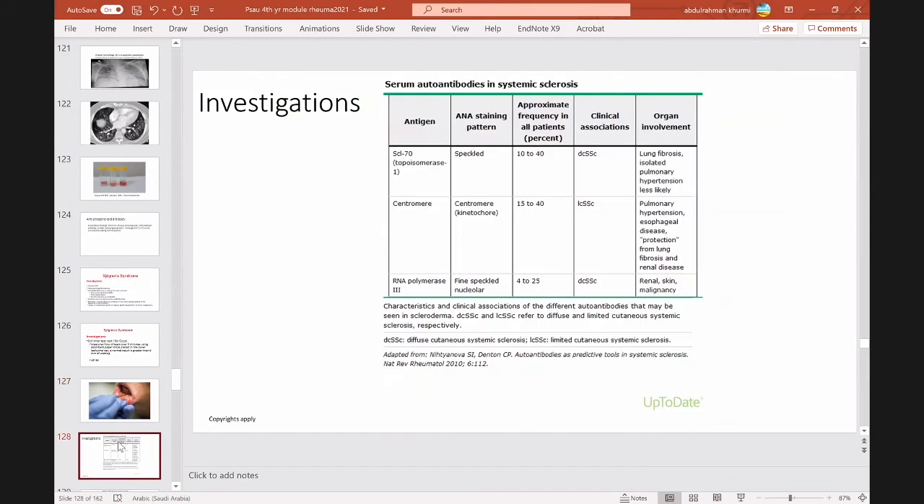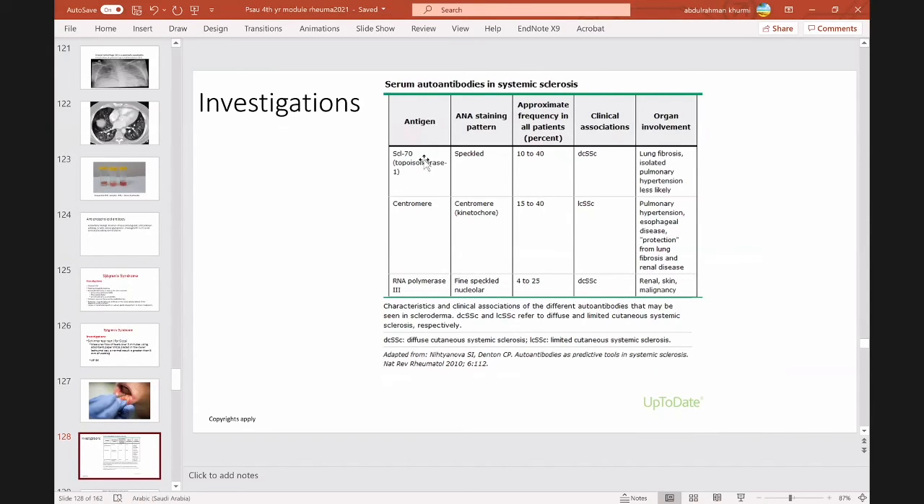Low to antibodies, this in systemic sclerosis. You remember the systemic sclerosis? Yes, yes. What is it? Tightening of the skin. It can come as localized or diffuse.